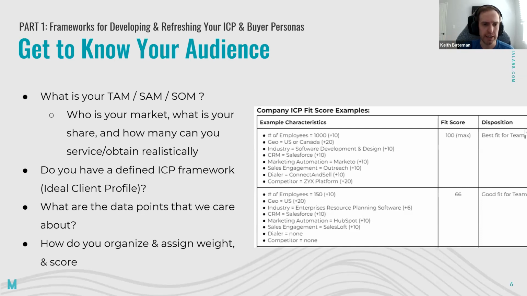Like you can see on the right side, I have an example of characteristics of an ICP fit score and how those factors can weigh into your overall score. So everything from size, geolocation, technographics, and then how they weigh out based on that, and then their disposition of how they best fit into our company and who we're trying to target.